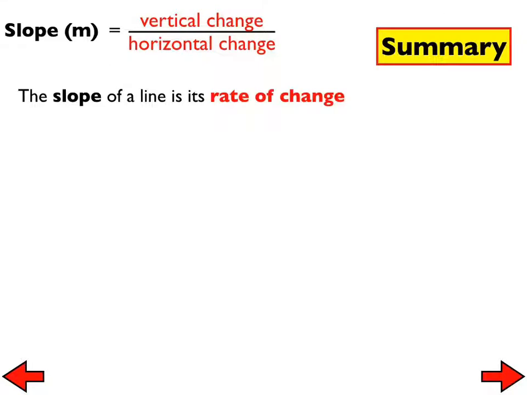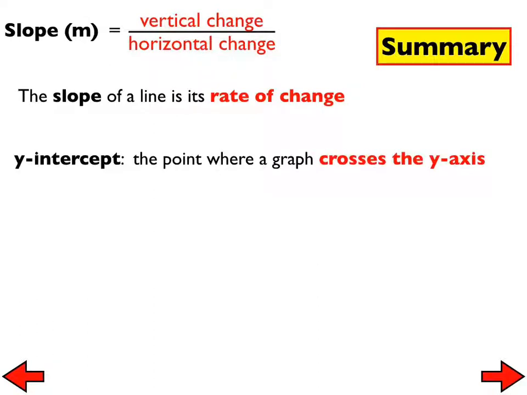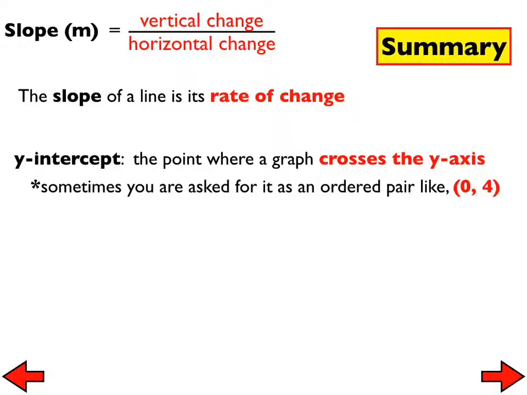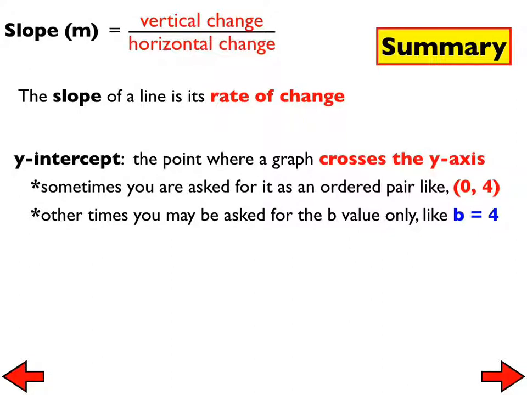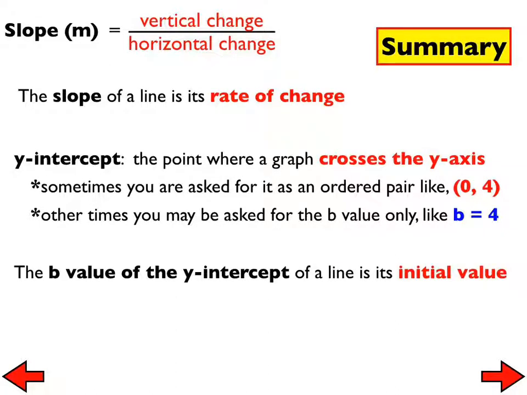The slope of a line is its rate of change. The y-intercept is the point where a graph crosses the y-axis. Sometimes you're asked for it as an ordered pair, like 0, comma 4. Other times you may be asked for the b value only, like b equals 4. And now the new thing, the b value of the y-intercept of a line is its initial value. So if I only ask for the numeric value of the initial value, it's just that b value.